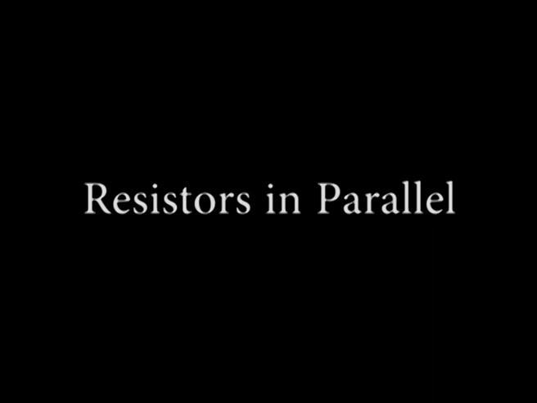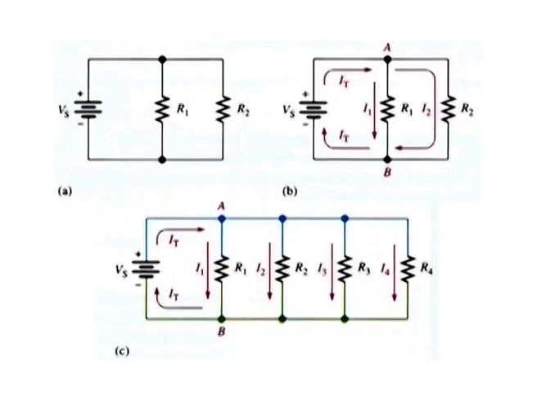Resistors in parallel. When two or more resistors are individually connected between two separate points, they are in parallel with each other. A parallel circuit provides more than one path for current. Each current path is called a branch, and a parallel circuit is one that has more than one branch.